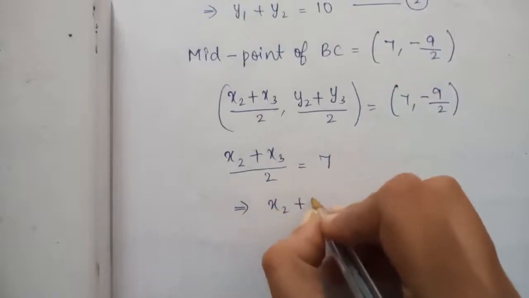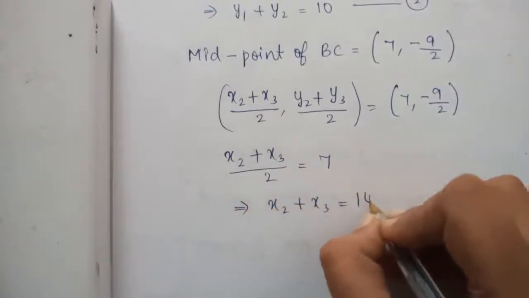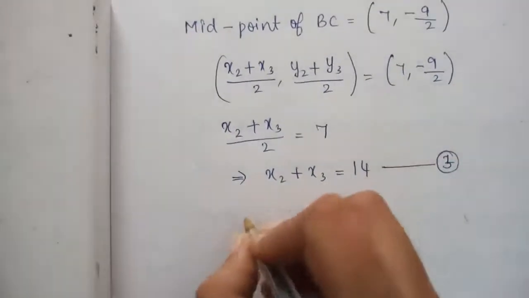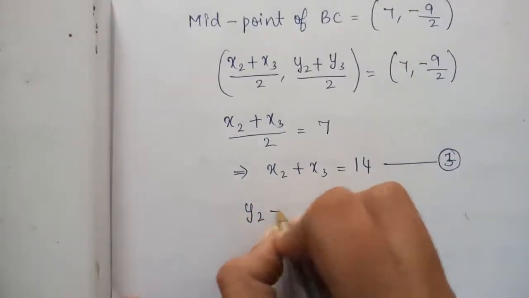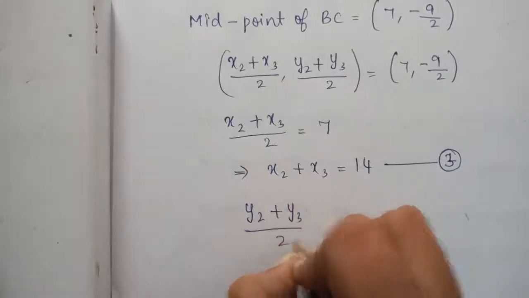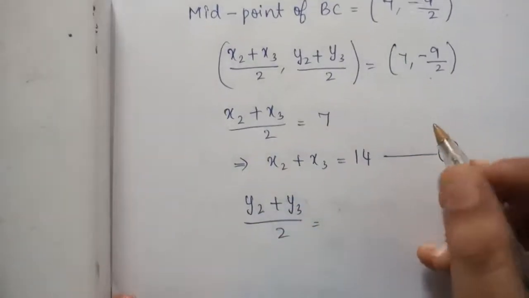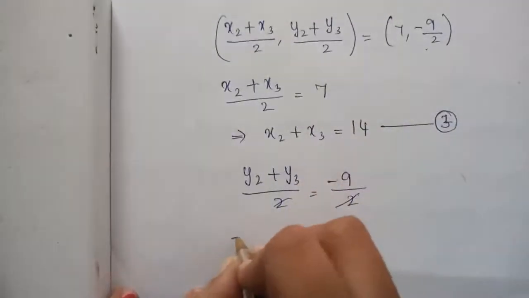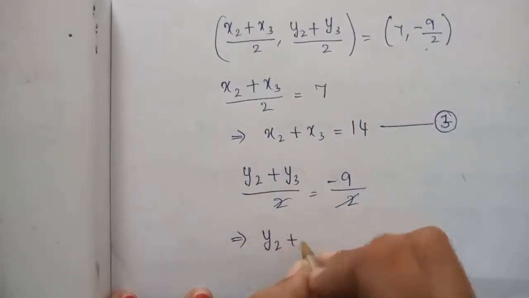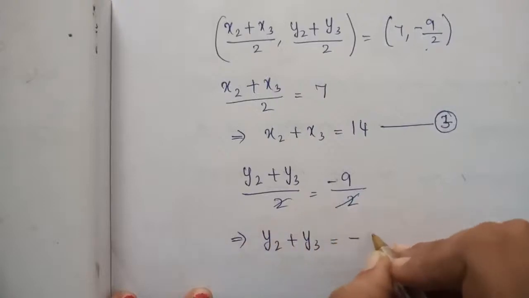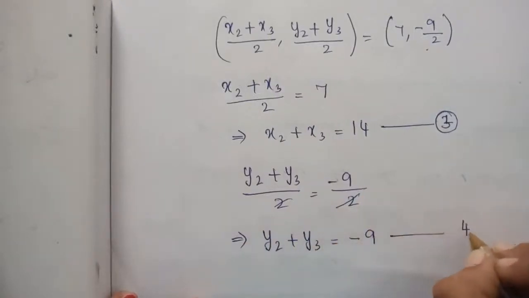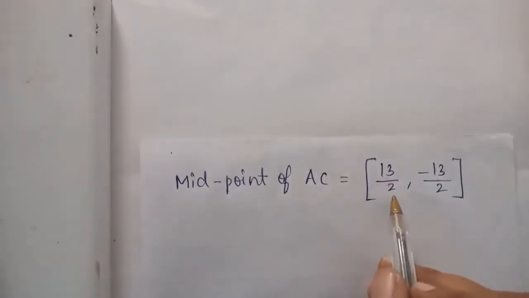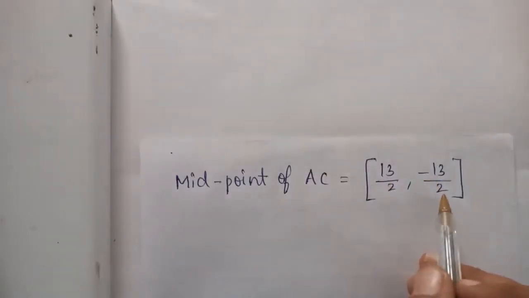x2 plus x3 is equal to 7 2s are 14. This is equation number 3. Then equating the y coordinate, y2 plus y3 divided by 2 is equal to minus 9 by 2. So minus 9 by 2, 2 gets cancelled, which implies y2 plus y3 is equal to minus 9, which is equation number 4. So midpoint of AC is equal to 13 divided by 2, minus 13 divided by 2.